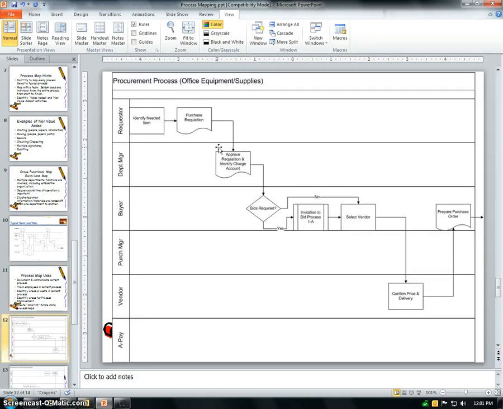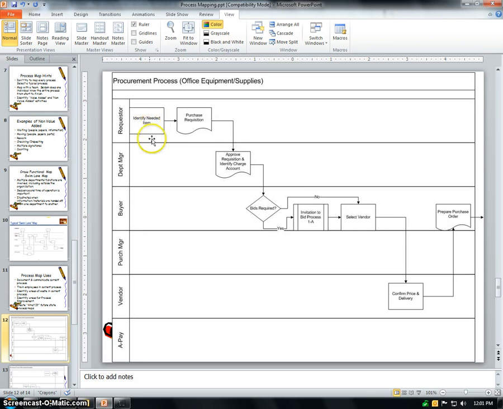Here's a process map that we did that was related to procurement. That's like the purchasing process for an actual organization. Let's see how many different groups were involved. There was the requester, the person who needed something. There was a department manager, the manager of the person who needed something. There was a buyer, the purchasing manager, the vendor who's going to supply the goods, and accounts payable. We don't want to spend a whole lot of time on here, but just get an idea of what was happening.